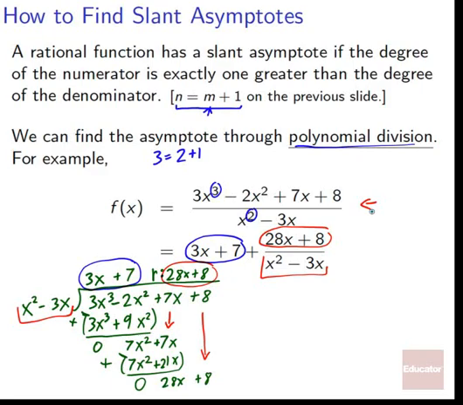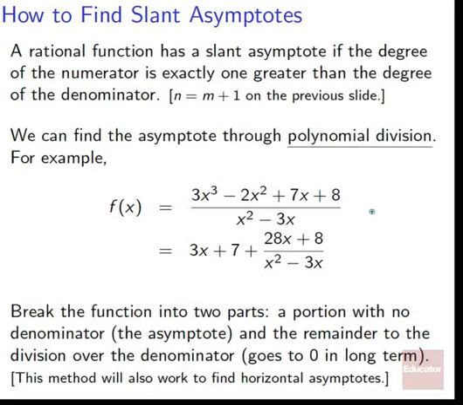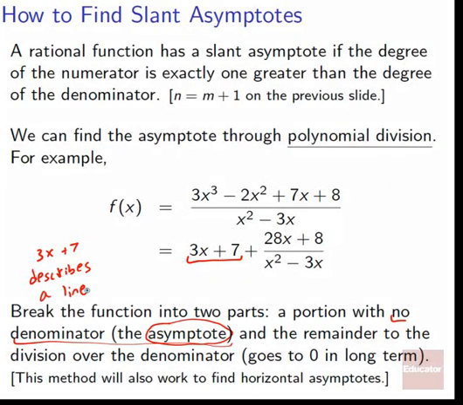So we can break the function into two parts, a portion with no denominator. So the portion with no denominator is 3x plus 7, right? It doesn't have a denominator. So that is what our slant asymptote is, because 3x plus 7 describes a line, right? That is in the form mx plus b. And the remainder of the division, our 28x plus 8, goes over the denominator, x squared minus 3x, back over the denominator that we started with.